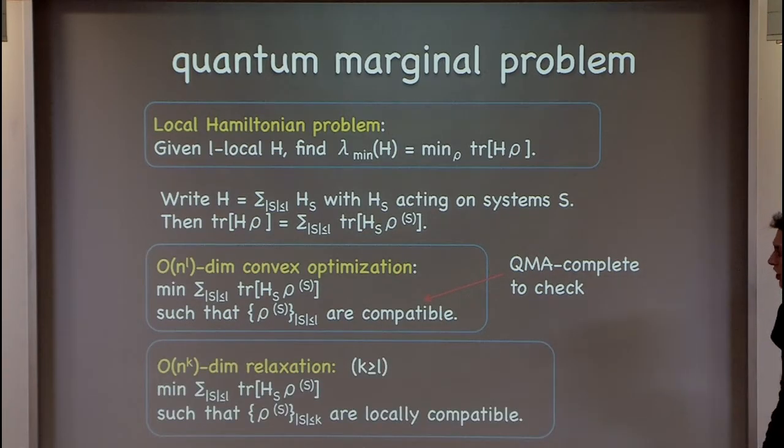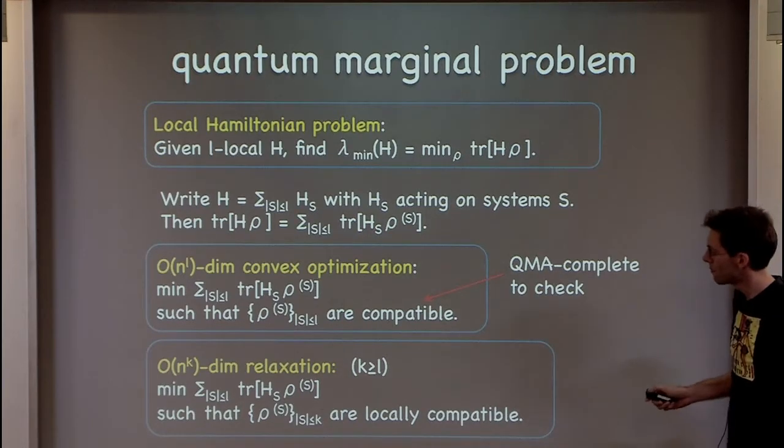So here's a relaxation. You optimize the same linear function, but now take a larger set of variables. Take your variables to be all subsets of at most k systems, where k is something larger than L. And demand that these, when they overlap, be locally compatible. And as you increase k, you get a more and more accurate approximation. When k is n, you're solving it exactly. And this gives you a hierarchy of semidefinite programs for solving this problem.